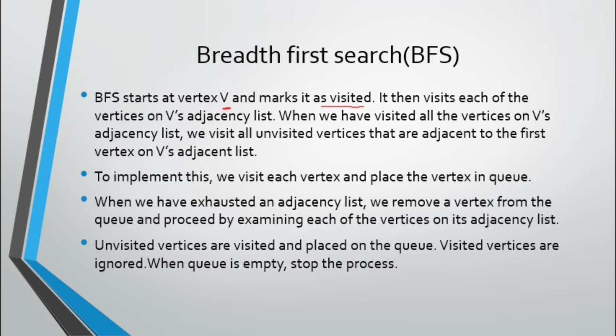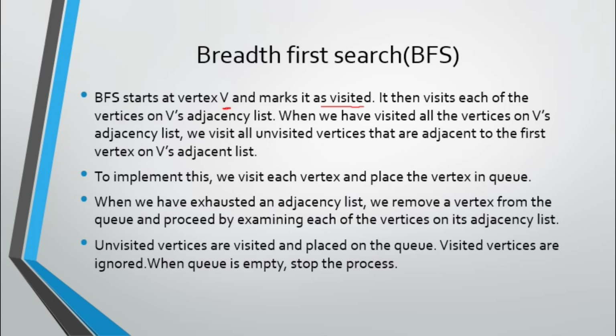BFS starts at vertex V and marks it as visited. It then visits each of the vertices on V's adjacency list. V's adjacency list will have vertices which are near to V, or adjacent to V. When we have visited all the vertices on V's adjacency list, we visit all unvisited vertices that are adjacent to the first vertex on V's adjacency list. To implement this, we visit each vertex and place the vertex in the queue.